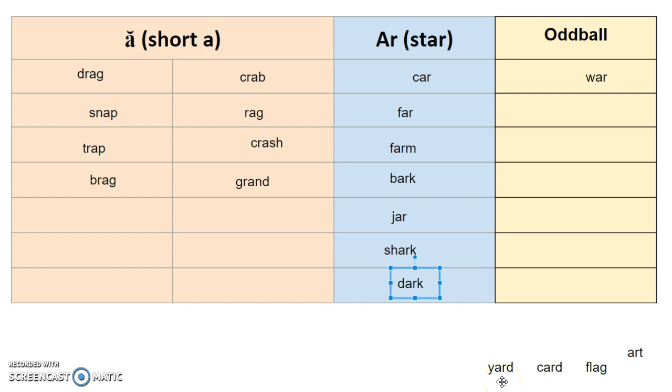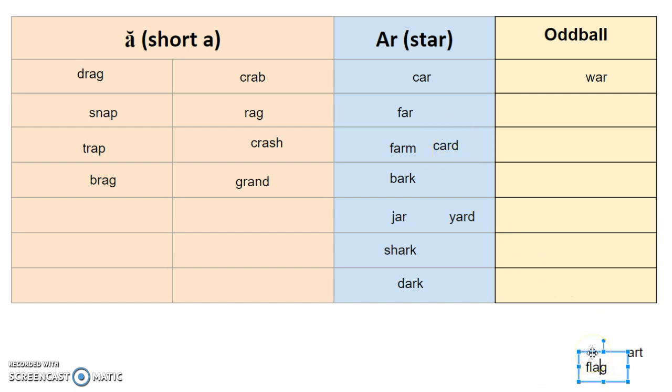Yard, like my yard needs to be mowed. Right, AR. So even though you just hear R, AR makes that sound. Goes to the AR column. The next word is card. I got a card for my birthday. Again, it says R, but AR makes the R sound, so it goes in the AR column.